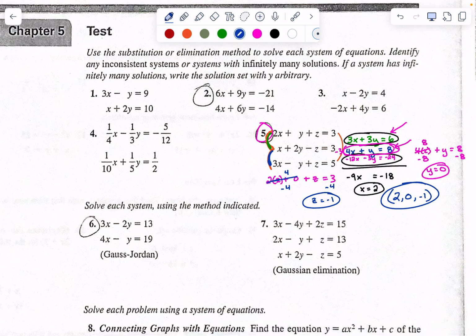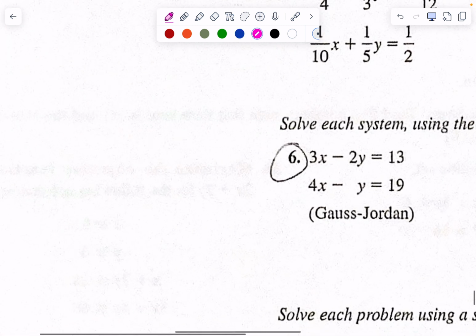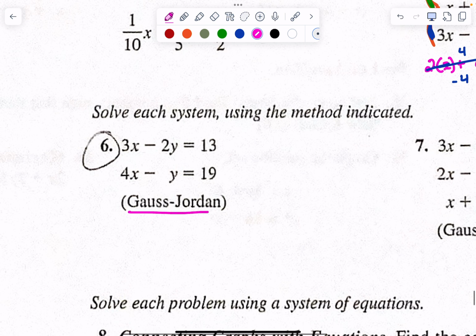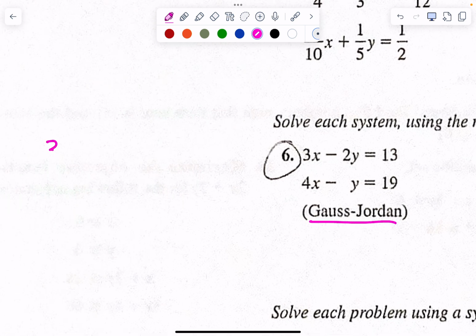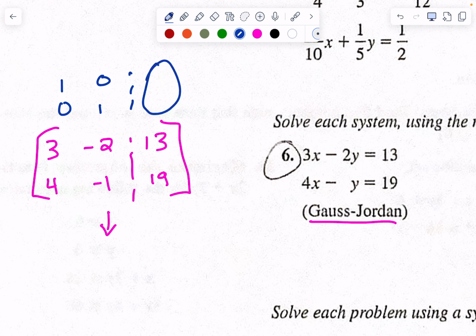Beautiful. Okay. Do you remember how to do number 6? No, that's why I asked. All right. This is called the Gauss-Jordan method, which is like reduced row echelon. So we start with our matrix 3, -2, augmented with 13, and then 4, -1, augmented with 19. This is where I try to get it to 1, 0, 0, 1, and as soon as I do that, the last column is going to give me my answer.